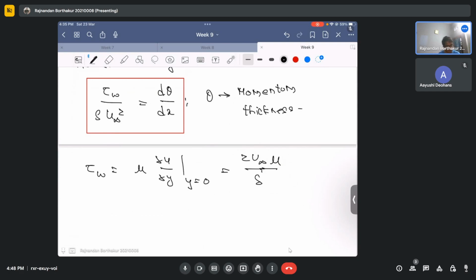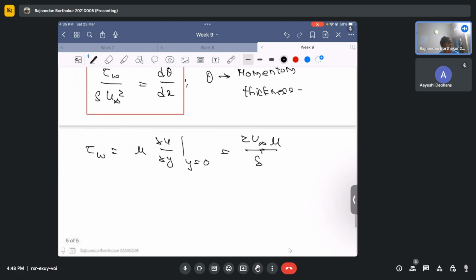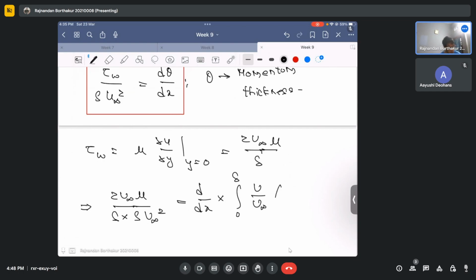So now that we know tau w, we will directly use this momentum integral equation, which means we have 2 u infinity mu by delta times rho u infinity squared. And you can also express the momentum thickness in terms of the velocity profile as an integral. So theta can be written as the integration from 0 to delta of u by u infinity times 1 minus u by u infinity. I think you know this.